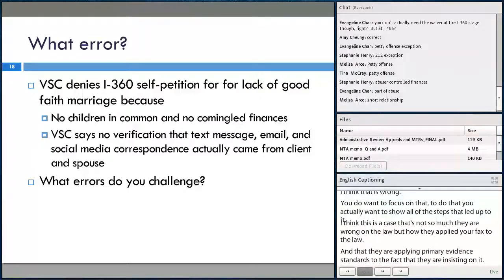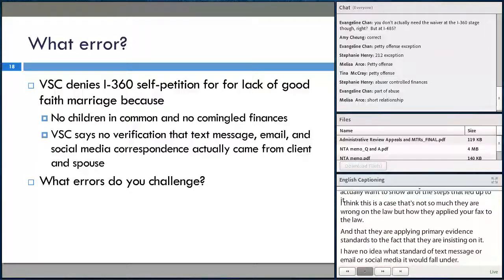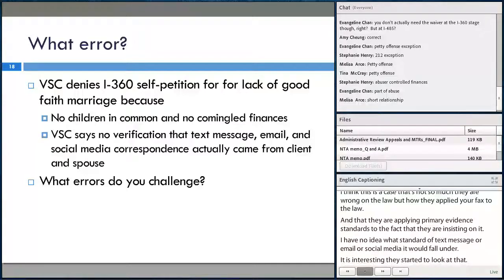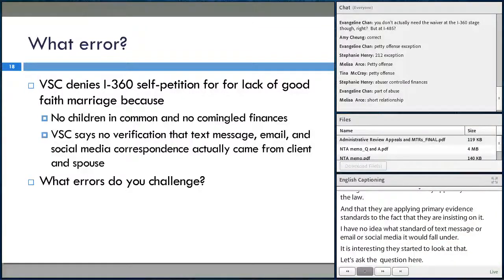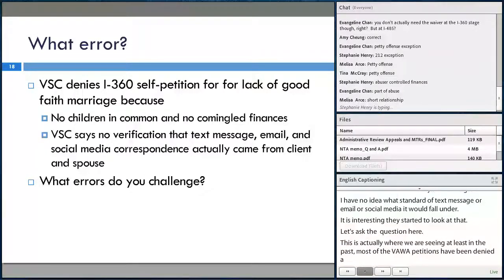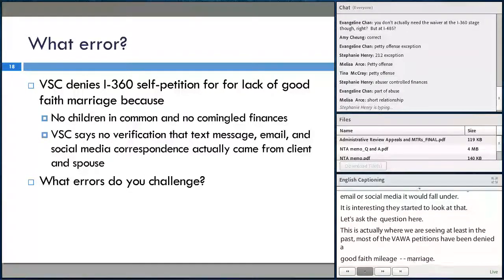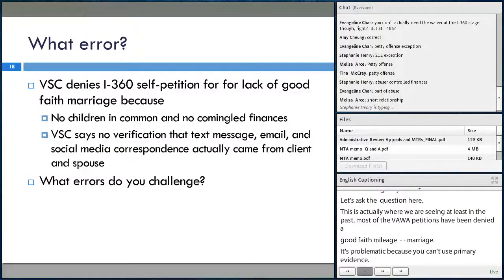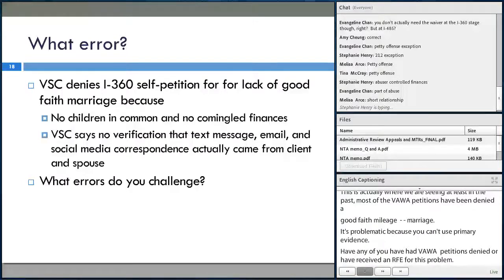So let's ask the question here, because this is actually where we're seeing, at least in the past, most of the VAWA self-petitions have been denied on good faith marriage. And I think a lot is very problematic because you can't use primary evidence. How many of you have had VAWA self-petitions either denied or received RFEs for this kind of problem, where they're saying that the evidence you've supplied, which is credible, still, in their view, doesn't meet your burden of showing good faith marriage? If you've had that, please type it in and we can share that with others.